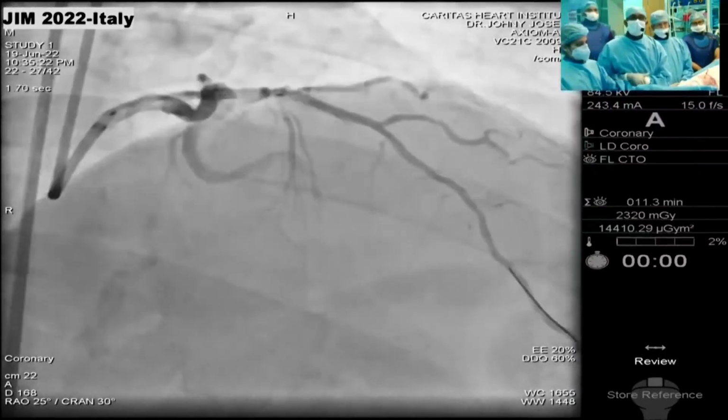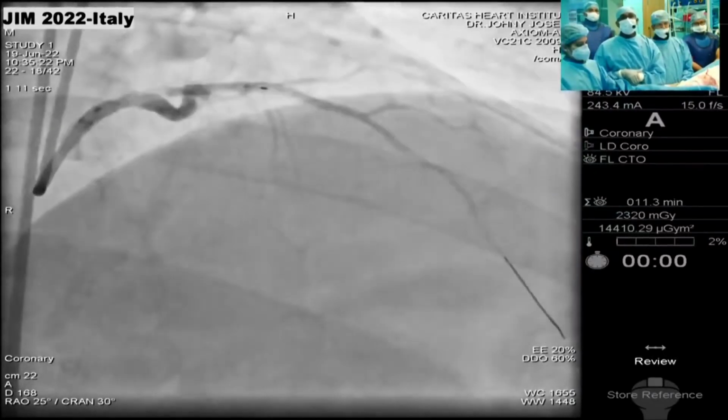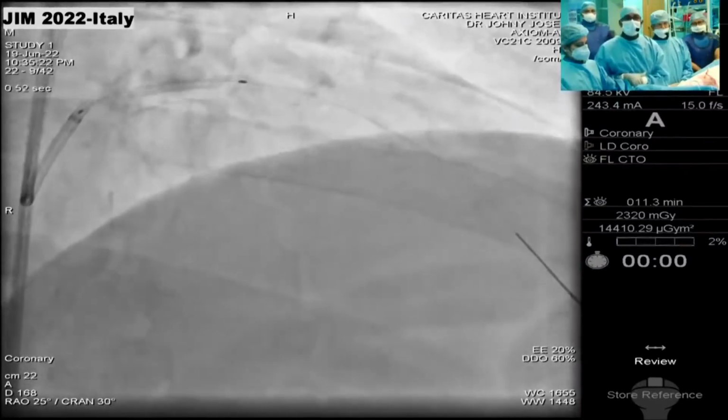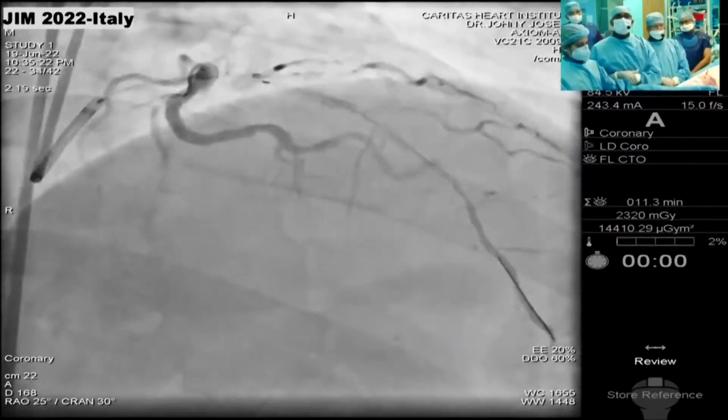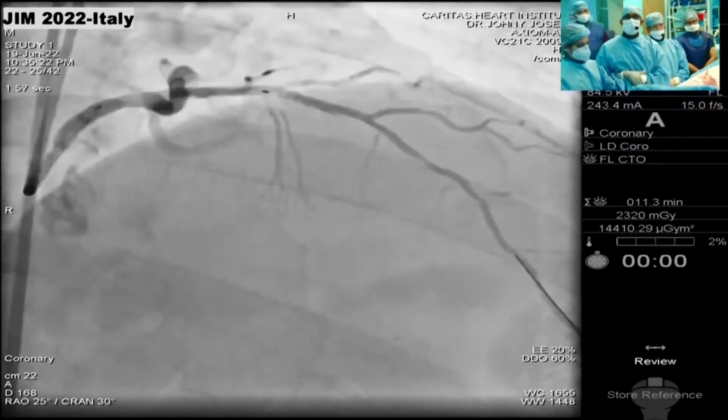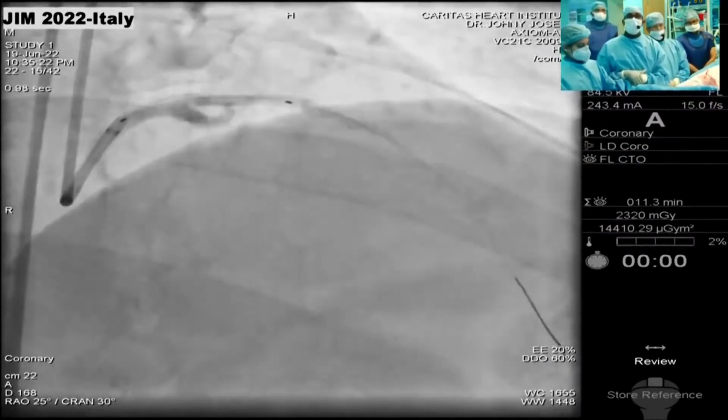We primarily didn't want to dissect the most distal landing zone because it was a diffusely diseased vessel. That was the reason why we went ahead with a 2.75 millimeter stent and deployed it at very low atmospheres, at 12 atmospheres. Now that's the flow after that.